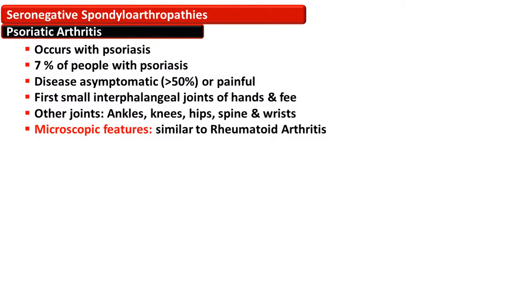Psoriatic arthropathy, or psoriatic arthritis, is present in about 7% of the people with psoriasis. The disease is mostly asymptomatic but can be painful. Initially the interphalangeal joints of the hands and feet are affected, and later on more joints are added, of the ankle, knee, hips, spine and wrist. Microscopic features are almost the same as those of rheumatoid arthritis.